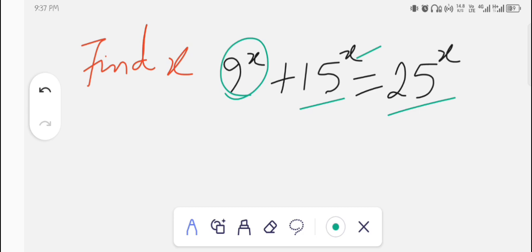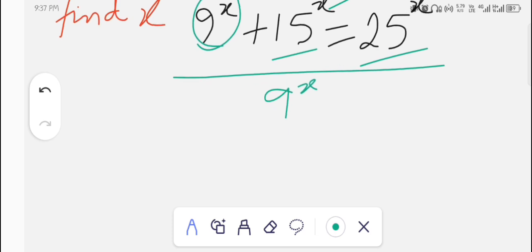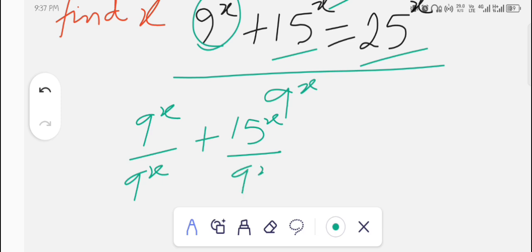Good. The first step we may want to take here is to divide all through by what? 9 raised to the power of x. And why are we doing this? Is to find a way of simplifying the problem further. Good. So we'll be having 9 raised to the power of x divided by 9 power x, plus 15 power x divided by 9 power x.